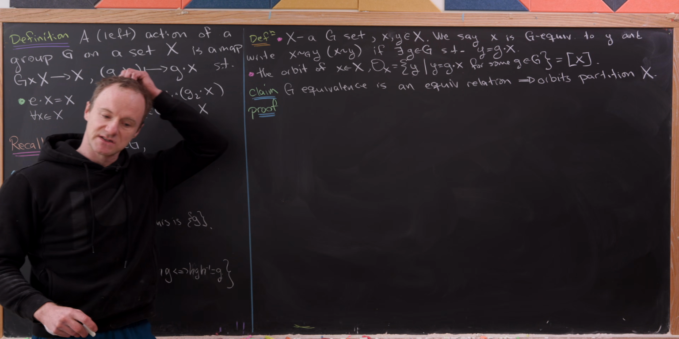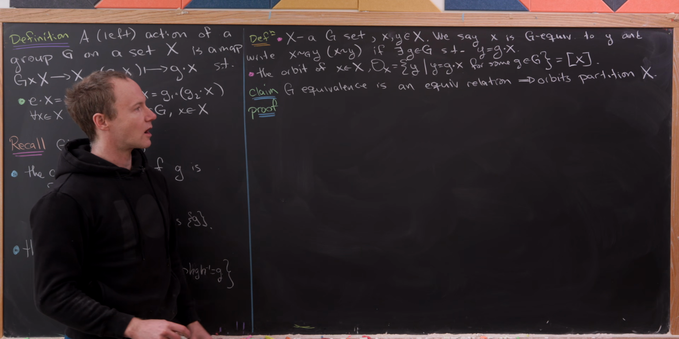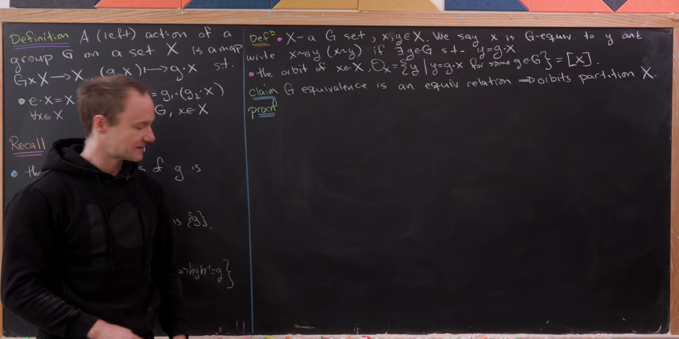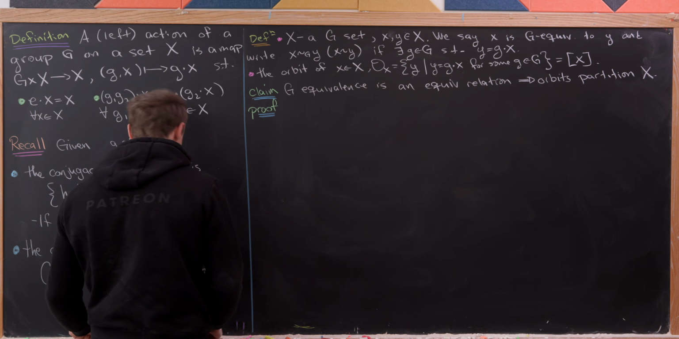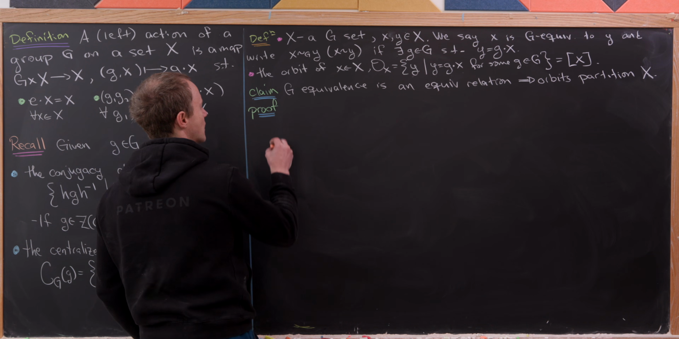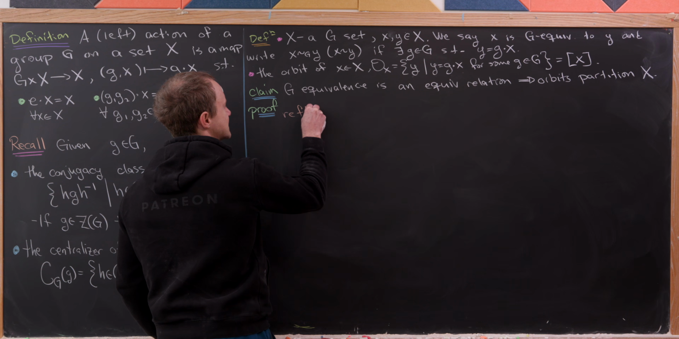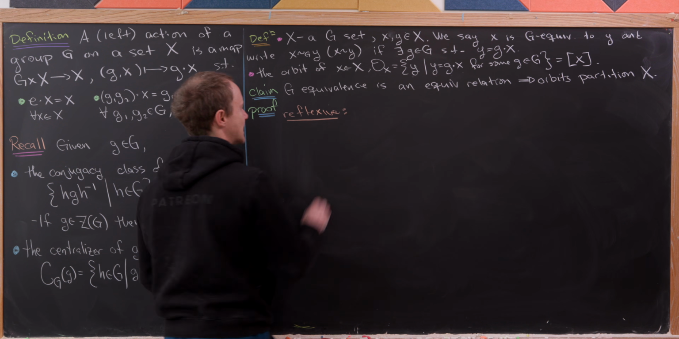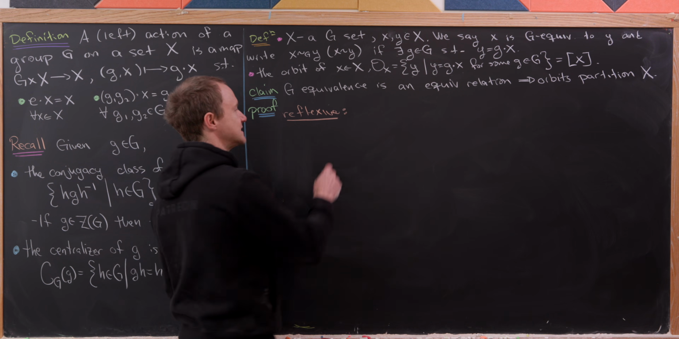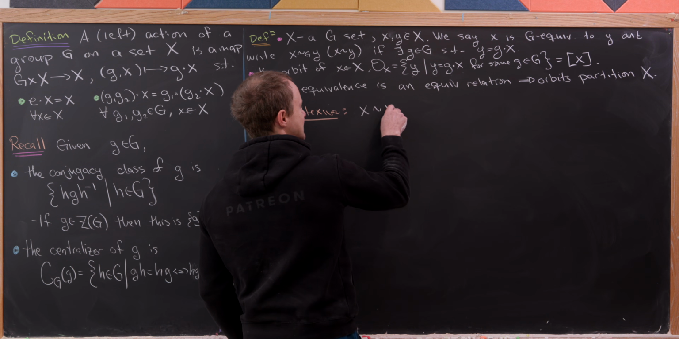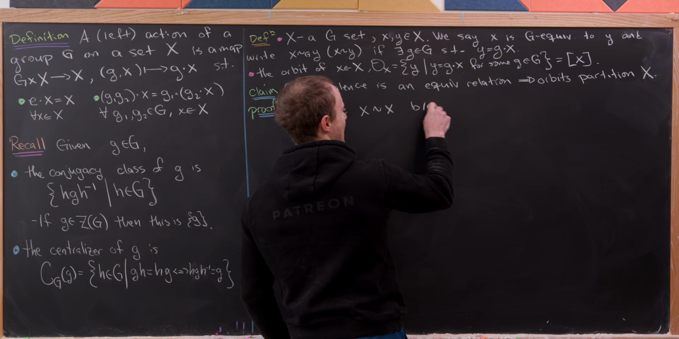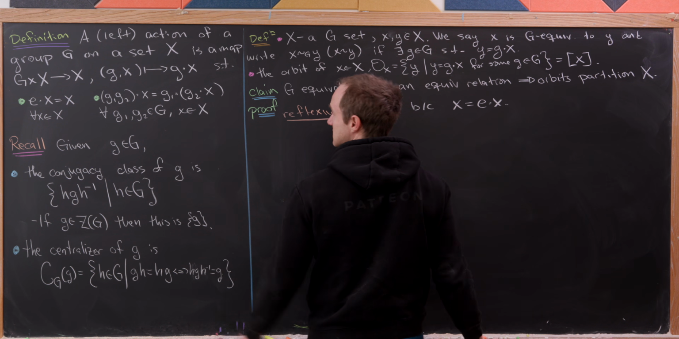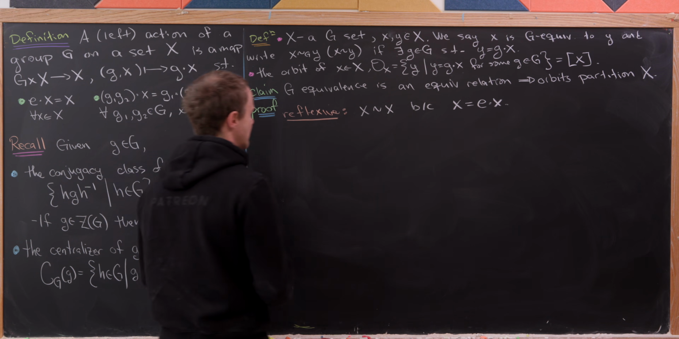But the equivalence classes here are the orbits, so that means the orbits partition our set. Okay, great. So in order to show something is an equivalence relation, we need to show that it's reflexive, symmetric, and transitive. So let's do those one at a time. Reflexive is pretty easy, and that's just because we see that x is equivalent to x because x is equal to e dot x, just by our rule over here.